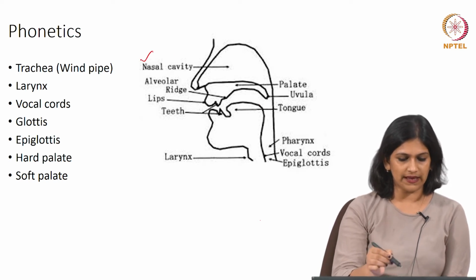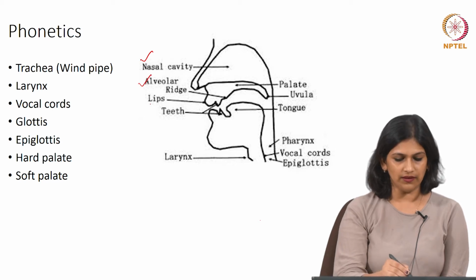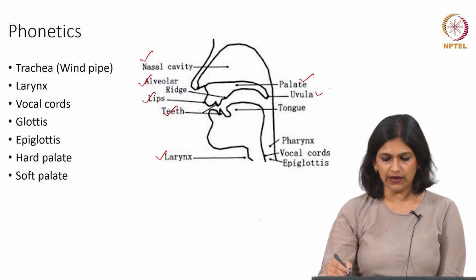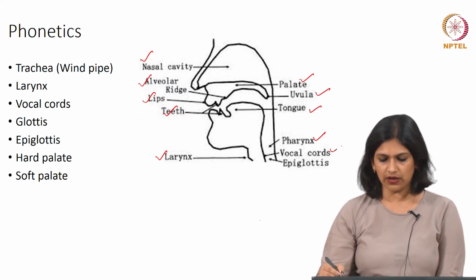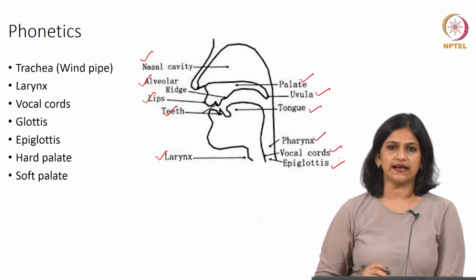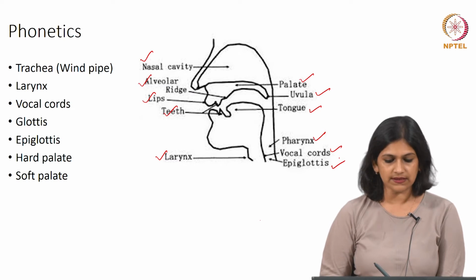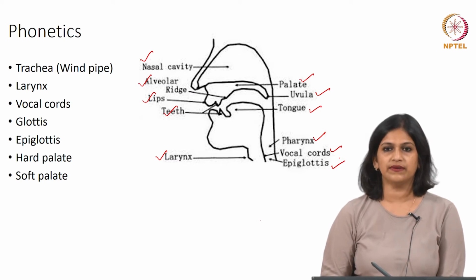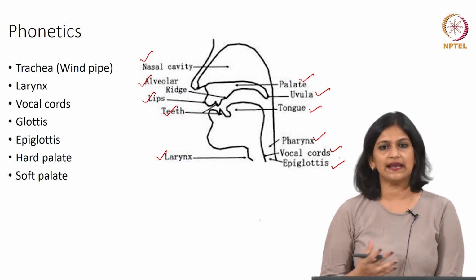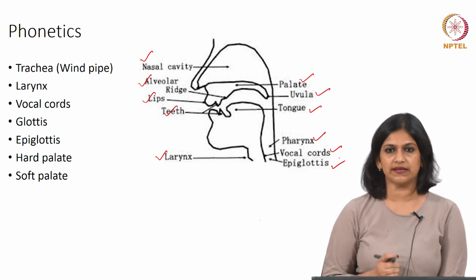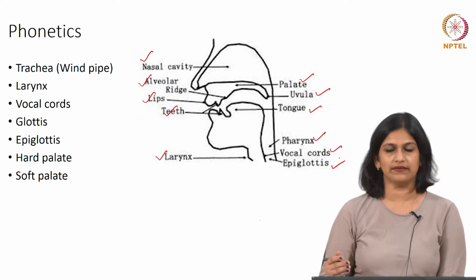So we have the nasal cavity here, alveolar ridge here, lips are here, teeth, larynx, palate, uvula, tongue, pharynx, vocal cord and epiglottis. These are the chief, primary or major speech organs that we use when we speak any language. This is not related only to English, though I am giving you examples from English; my focus is going to be any given language.